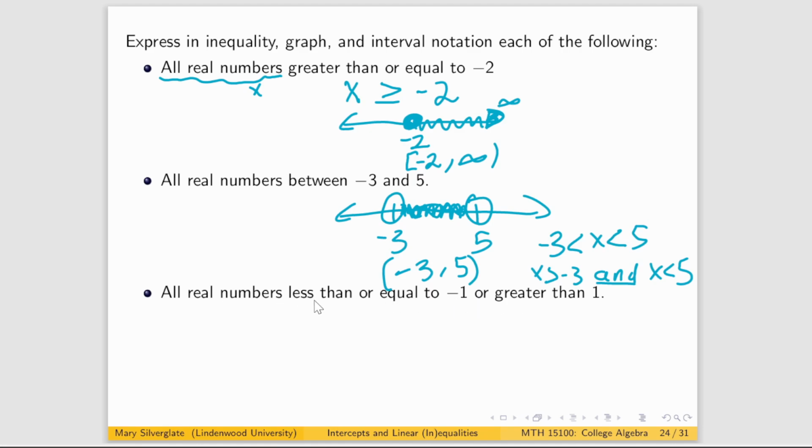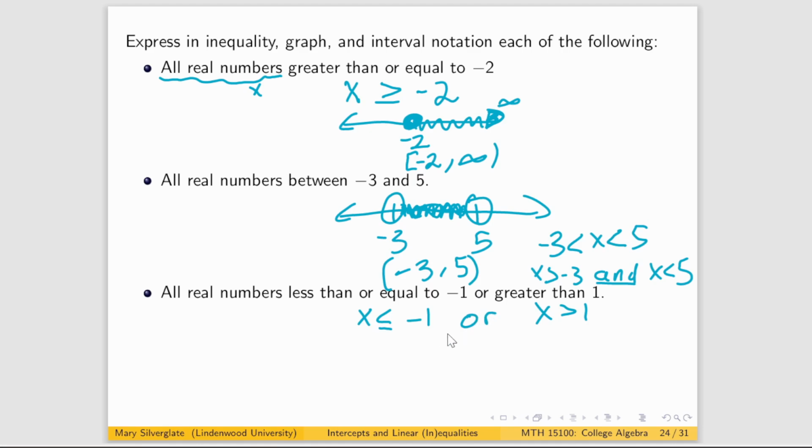Last but not least, all real numbers less than or equal to -1 or greater than 1. Go ahead and try this yourself. All right, welcome back. So let's go ahead and go through this. So this is x is less than or equal to -1, or x is greater than 1.